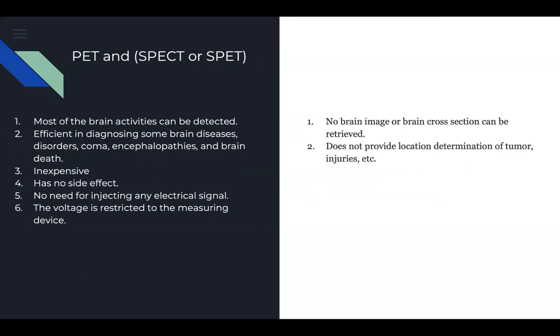Now my next point is PET and SPECT. They join both of them together. PET and SPECT both are used for getting the 3D imaging of the brain by using gamma rays on the brain. And PET is more expensive than SPECT.